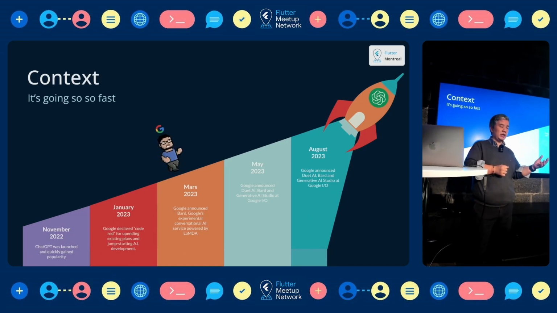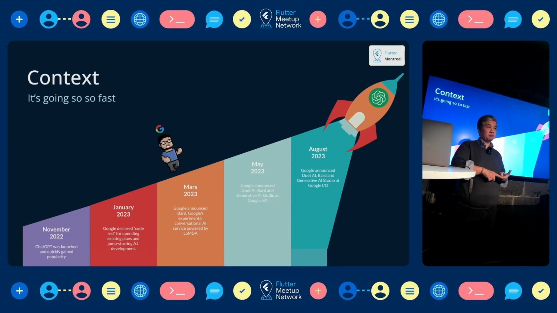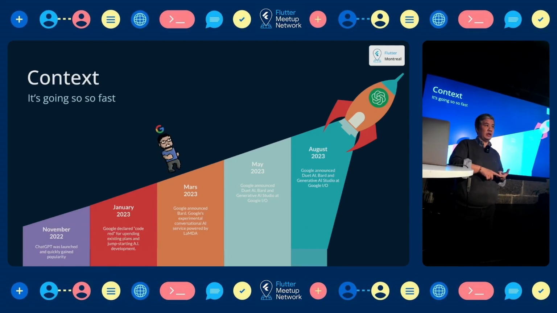The first demonstration of Bard didn't go so well, but in May, at Google I/O, they published Duet AI for Google Workspace, and they announced Generative AI Studio to build your own generative AI. Everything has been running fast, and in August 23 they announced general availability of Duet AI and Bard, and also of generative AI embarked into Vertex AI.